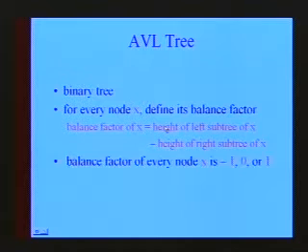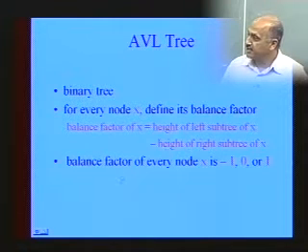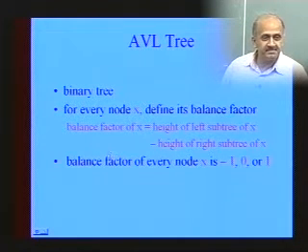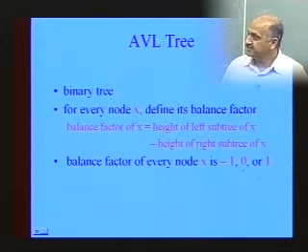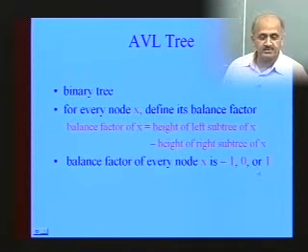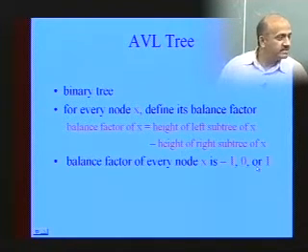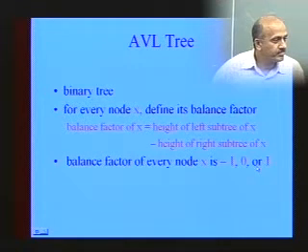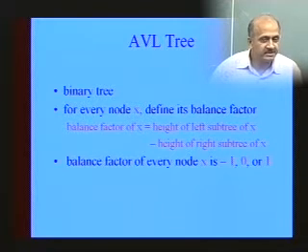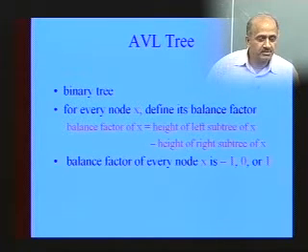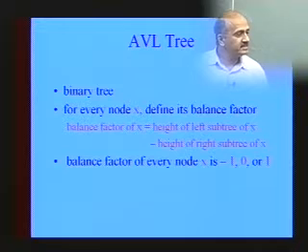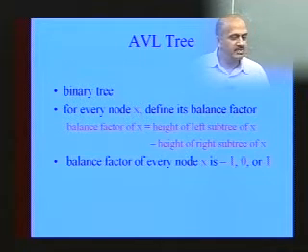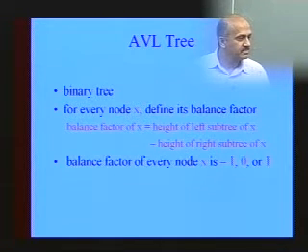Regardless of how you define it, height of left minus right or right minus left, the requirement is the same. To be an AVL tree, the balance factor of every node should be -1, 0, or +1. So basically, the two children of a node can only differ by at most one level. That's right. So what was said is that basically the height difference between the left and right subtrees is at most 1 for every single node.